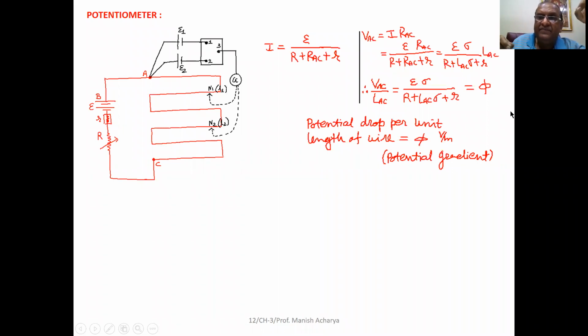So in this way, suppose we fix one terminal of the wire here at A and we keep another terminal as variable, and these two terminals are connected with voltmeter, then for that variable terminal, as you change the position of that terminal on the wire, then different length of the wire will appear in the circuit, and now you will get different potential differences. So we can say potentiometer circuit can be used as potential divider circuit.